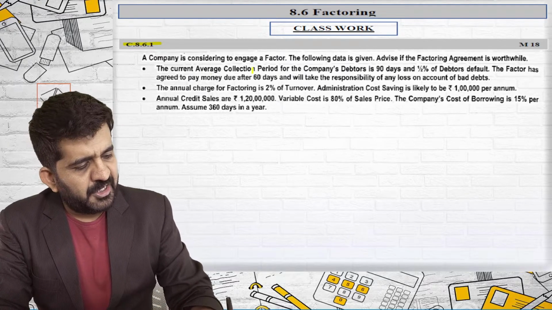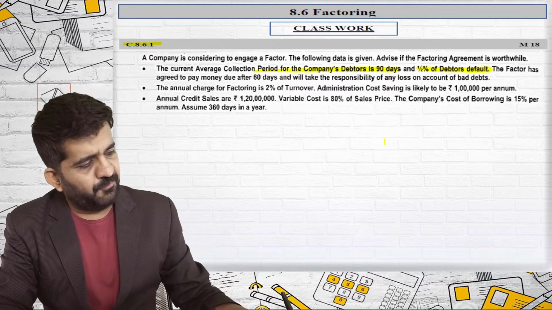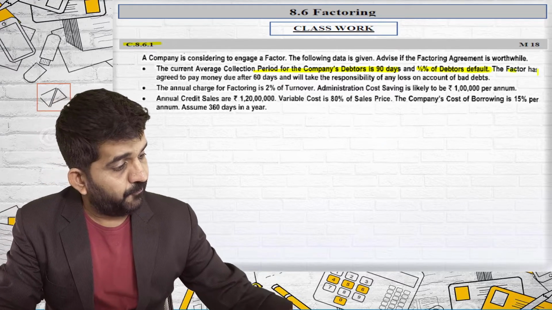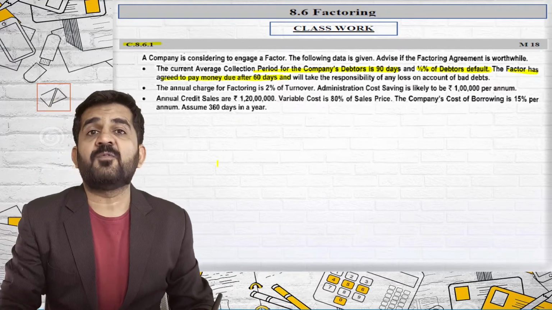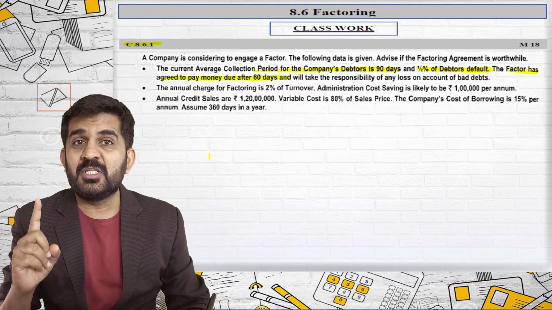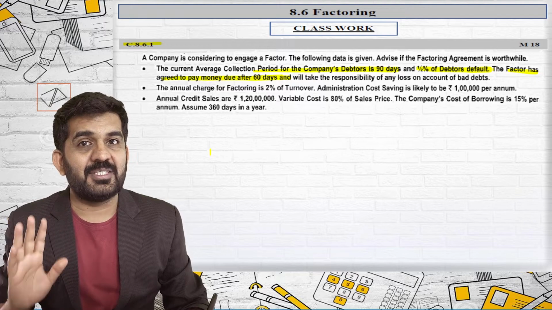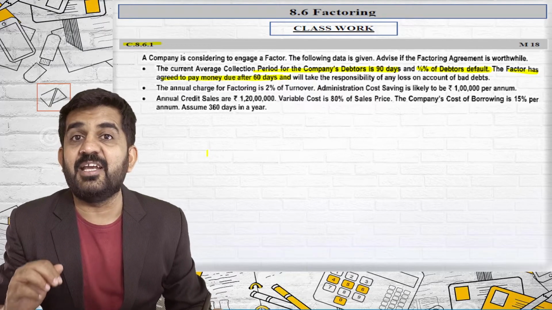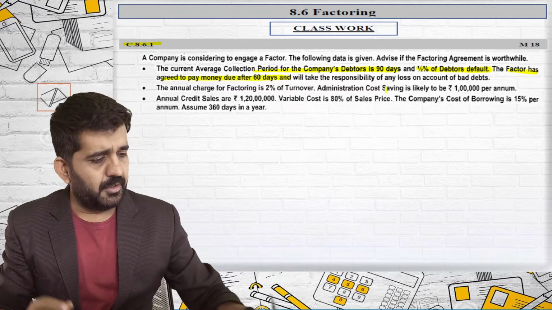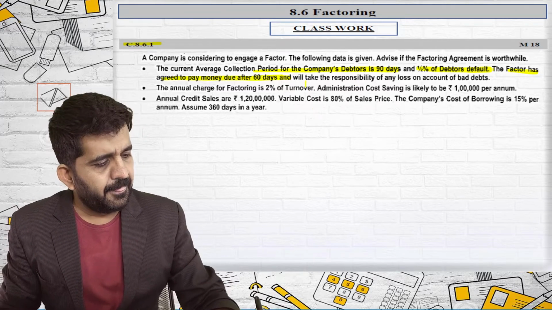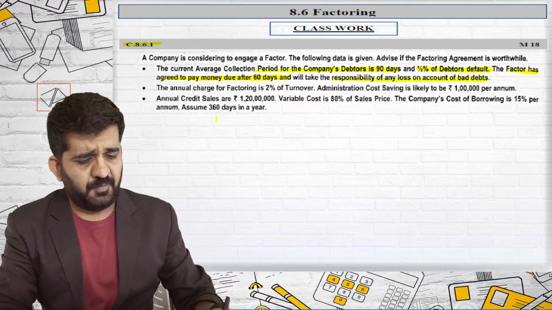The current average collection period of the company is 90 days and half of the debtors default. The factor has agreed to pay money due after 60 days. So this is one service which is provided. Instead of 90 days, I will be getting money back in 60 days and the factor will not be charging any additional interest. So interest will form part of the commission charged by the factor, and the factor will take responsibility for any loss on account of bad debt. This is a normal service which a factor provides.